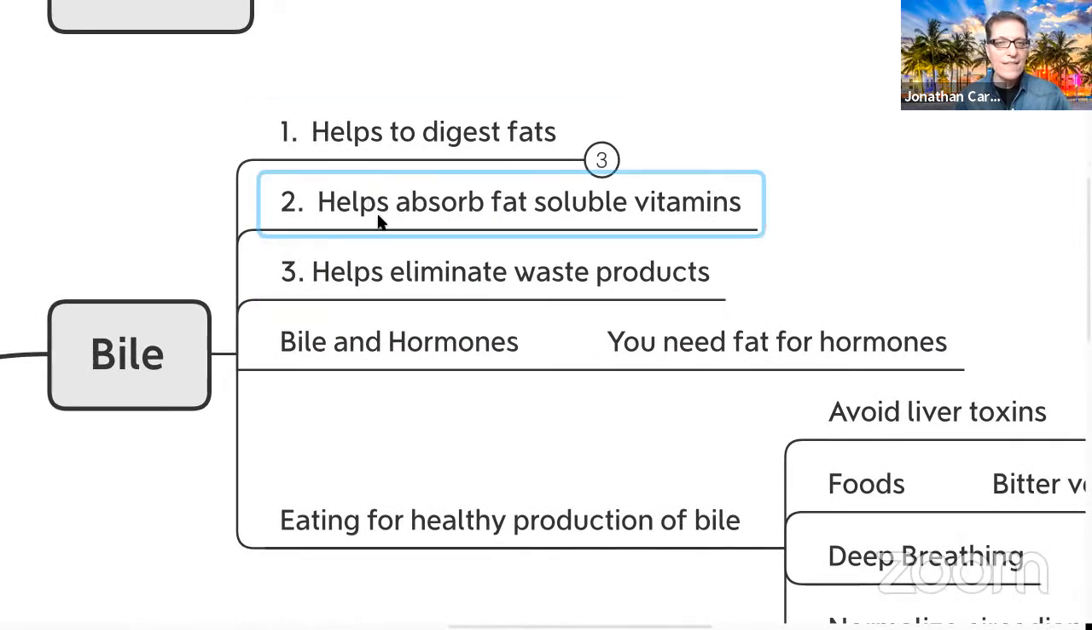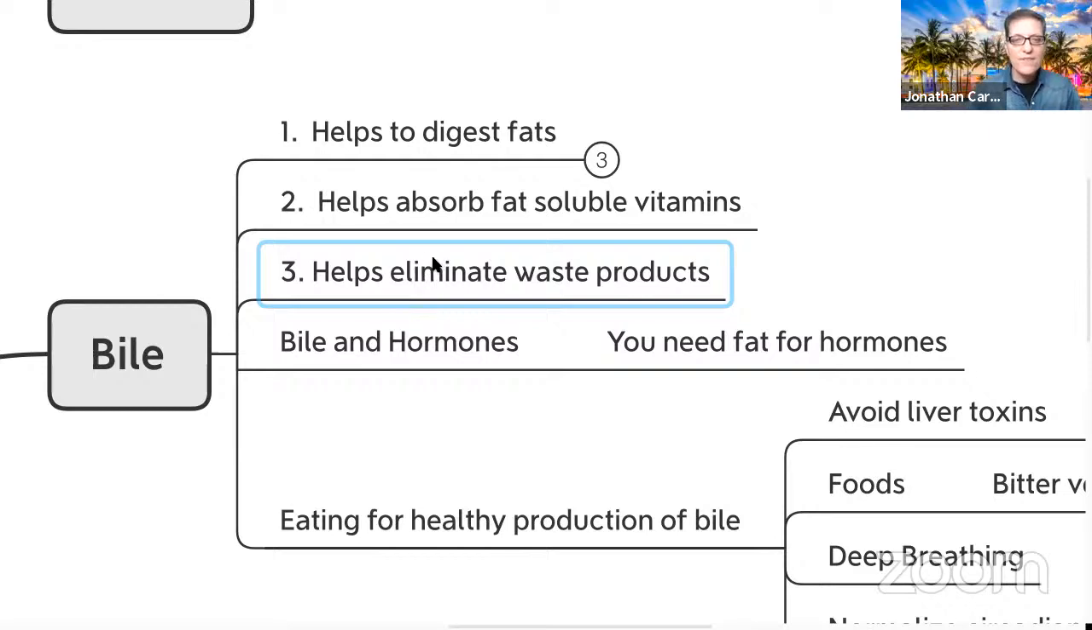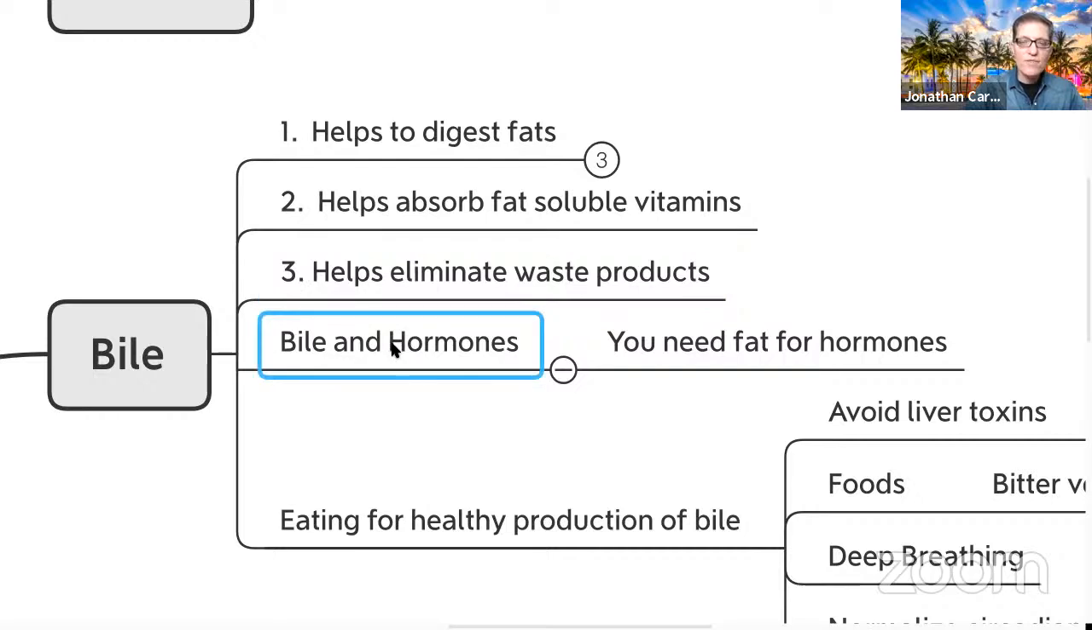Bile helps absorb fat-soluble vitamins. It helps eliminate waste products, again mainly because of this fat-soluble capacity, that we talked about, how dissolving fat is different than dissolving water-based things. And one thing which is very interesting is that in order to make hormones, you need fat. People with gallbladder and bile issues can have abnormal hormones, and thyroid issues can sometimes be traced back to issues with bile production.